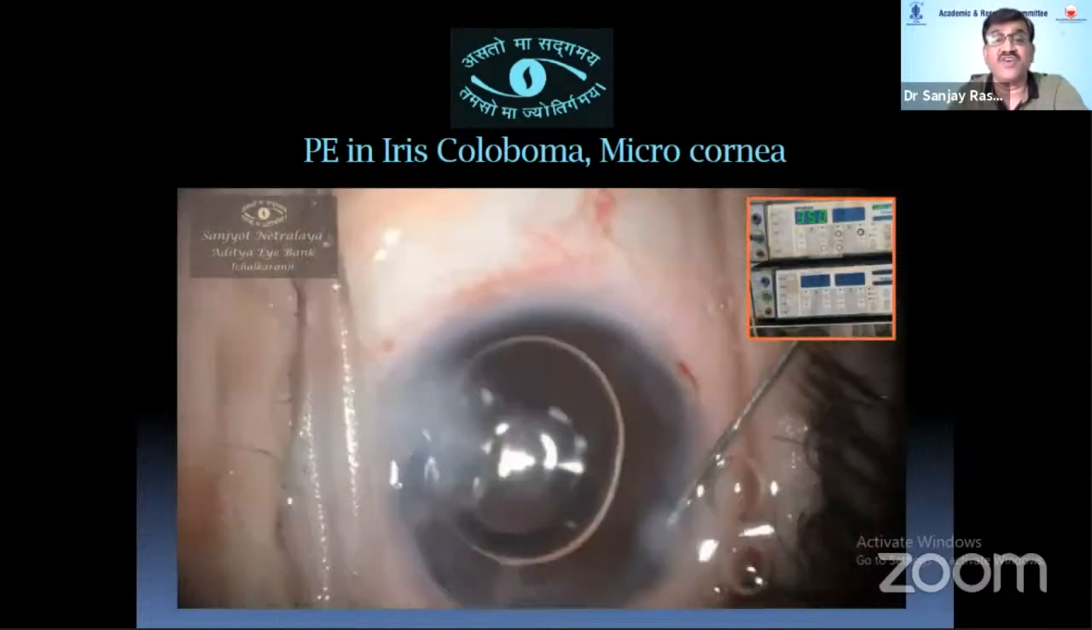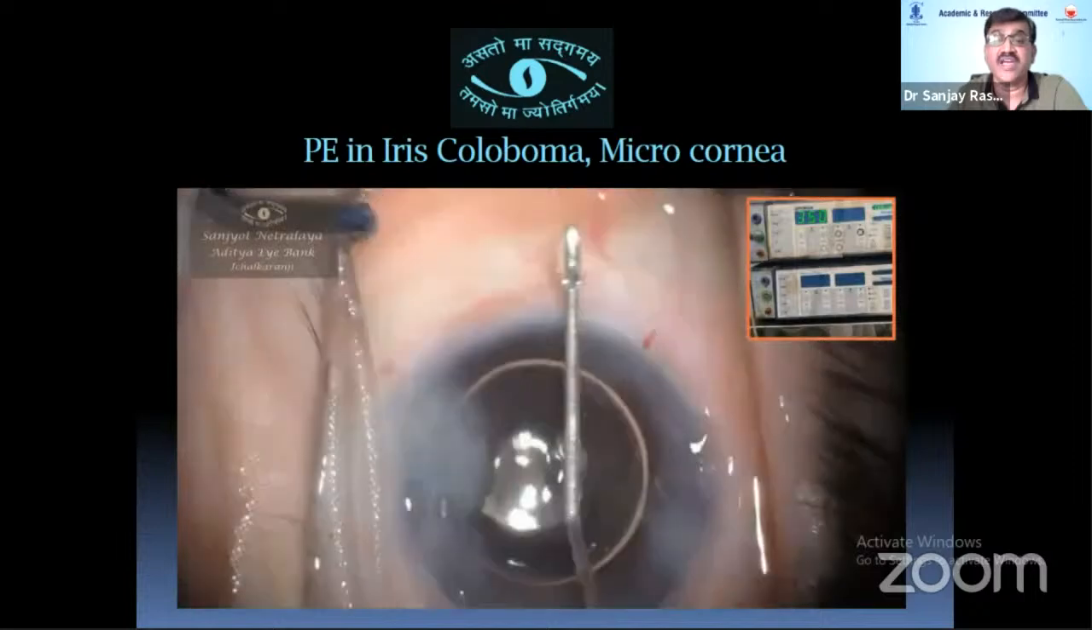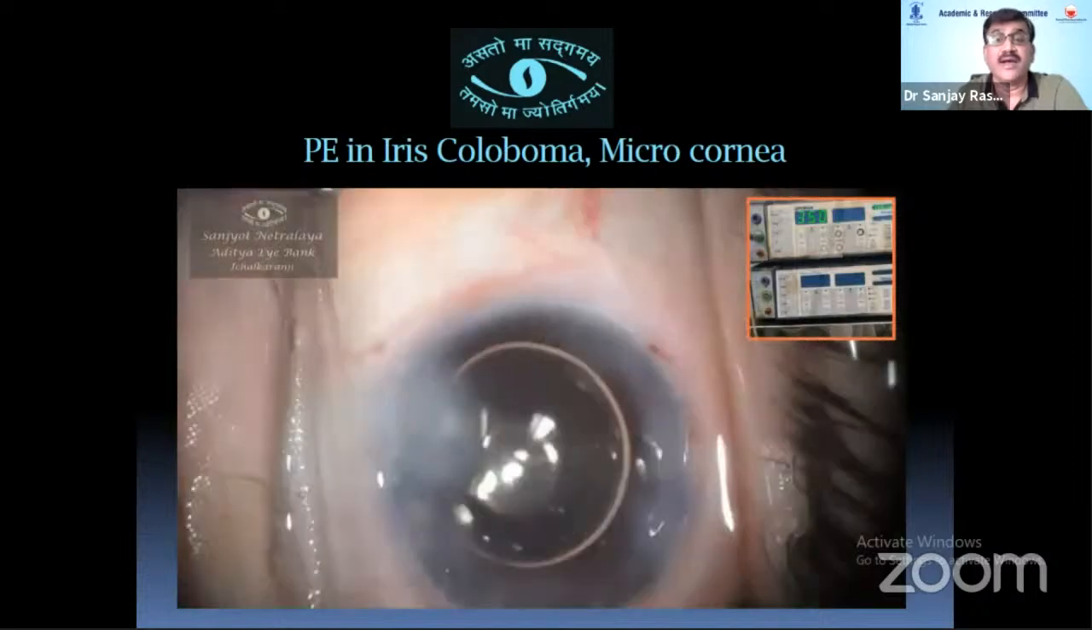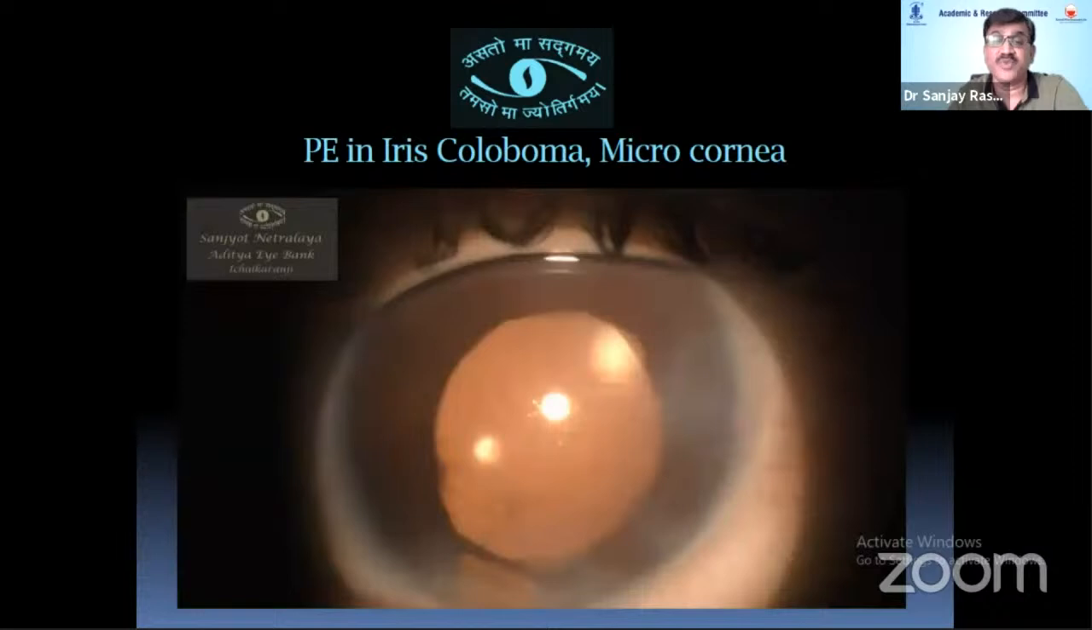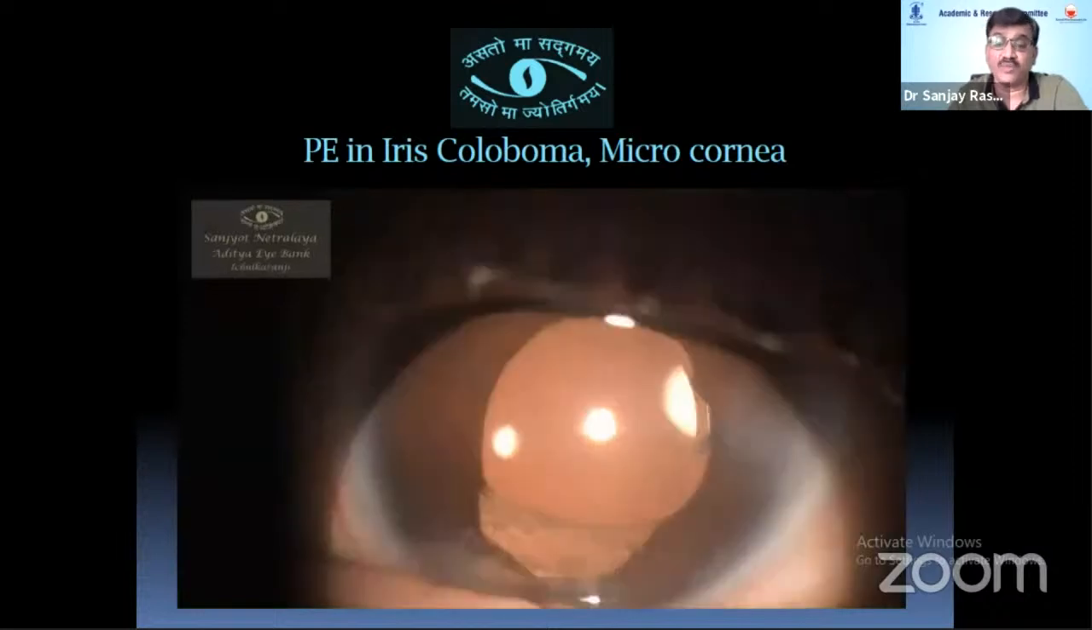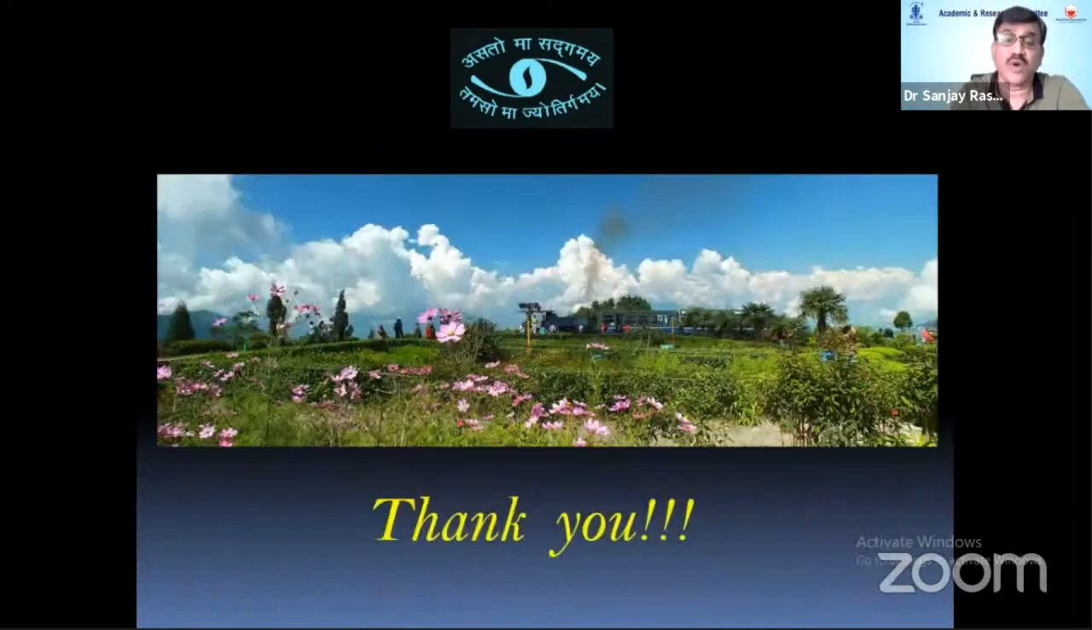Anterior chamber is formed with an air bubble. All ports are hydrated and the case is finished. This is how the first day and 15th day follow-up looks. The patient is very happy with the good vision, so is the surgeon, and I hope all of you are happy. Thank you very much for your patient hearing.